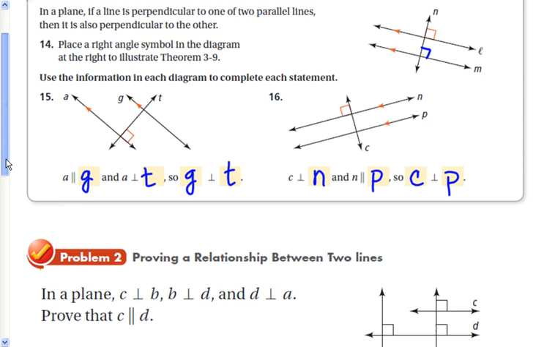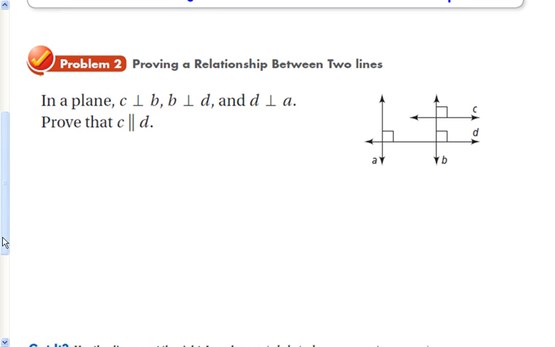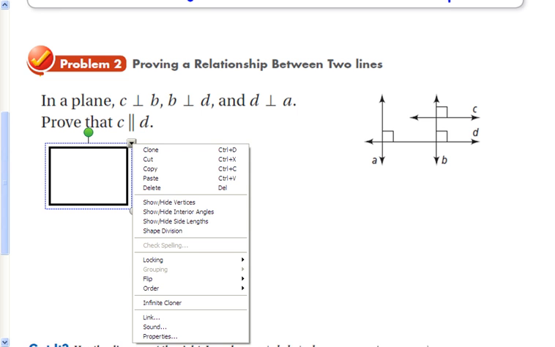All right. Now, to prove a relationship between two lines in a plane, if C is perpendicular to B, and B is perpendicular to D, and D is perpendicular to A, we want to prove that C is parallel to D. To prove that, I think we can just use two parts of it given. And we'll use a flow chart.